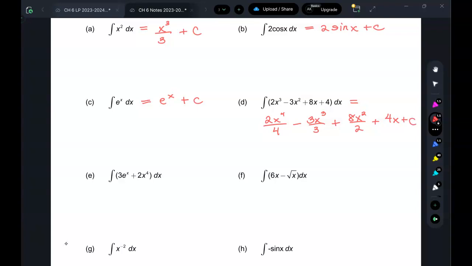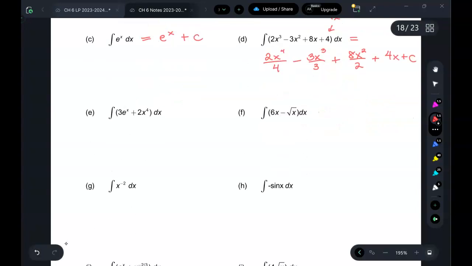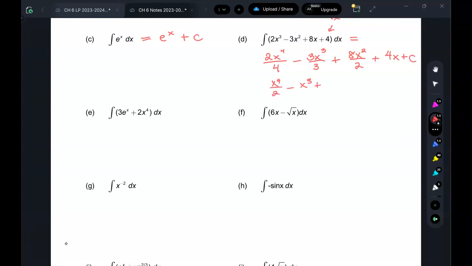Right. So if it's a constant, technically that's 4x to the 0 power, right? It's a degree of 0. All right, and then let's simplify that. So what do we get? X to the 4th over 2 minus x cubed plus 4x squared plus 4x plus c.